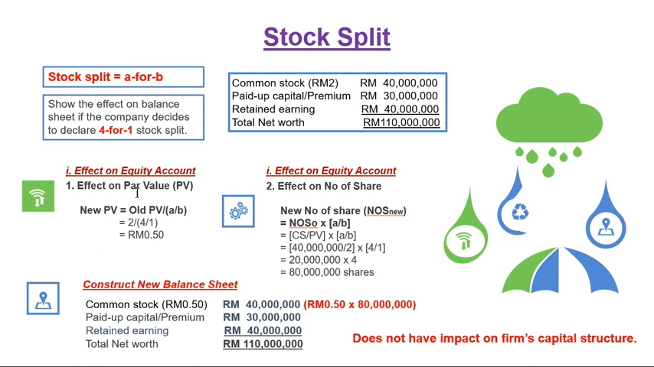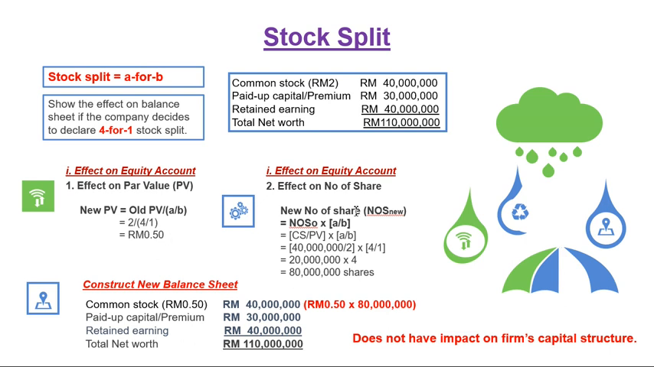There are 2 impacts. First is on par value, another one is on number of shares. To determine the new par value, you will take the old par value divided by A over B. A is equivalent to 4, B equivalent to 1. Therefore, by solving this formula, you will see that the new par value is reduced from 2 ringgit to 50 cents.